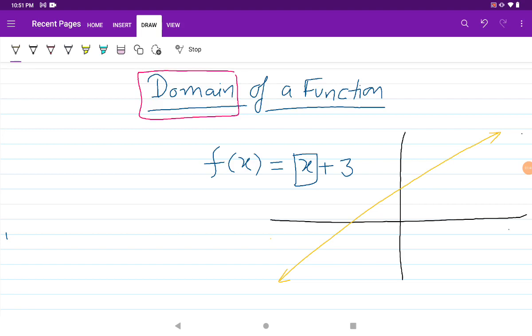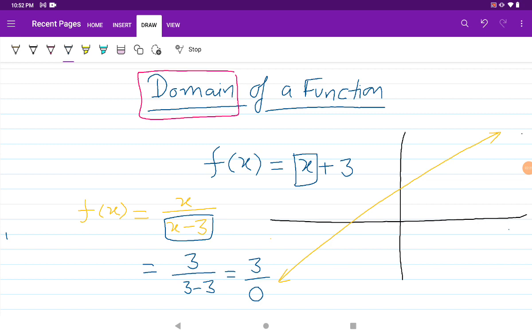Okay, just take one more example. Suppose we have a function like this, f(x) is equal to x over x minus 3. If I ask you to find the domain of this function, you can put any value of x except 3. If you put x equal to 3, then the denominator becomes 0. So if we put 3, it becomes 3 over 3 minus 3, which means 3 over 0, and we know division by 0 is not defined.